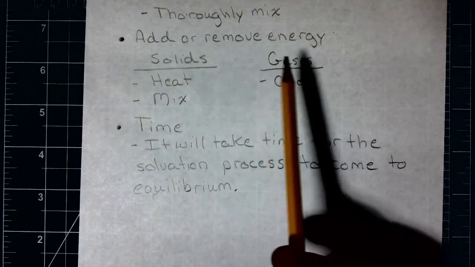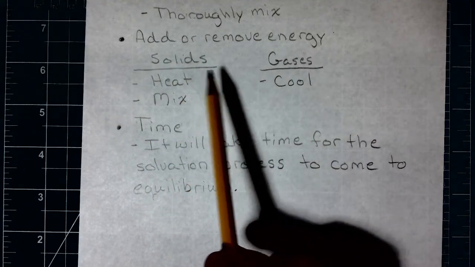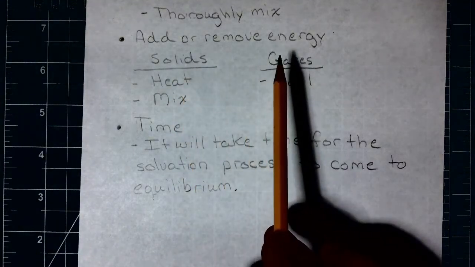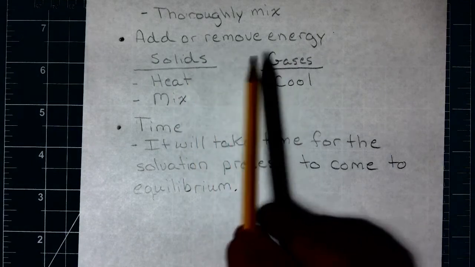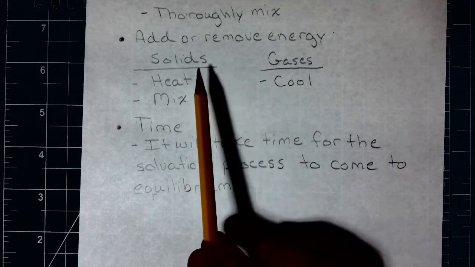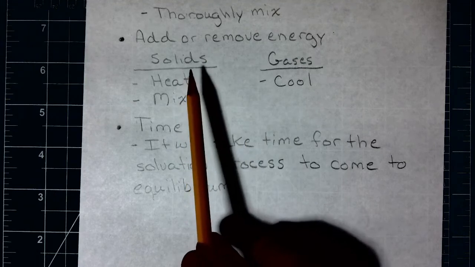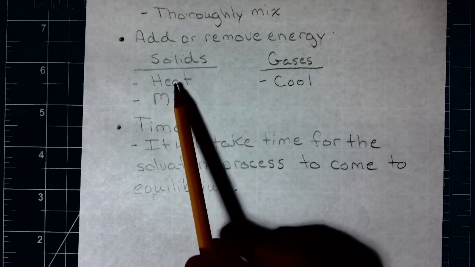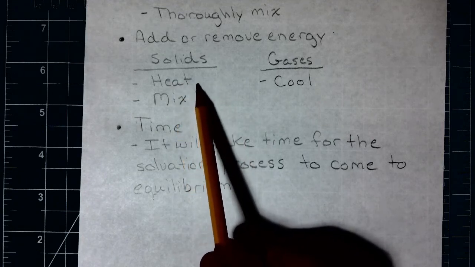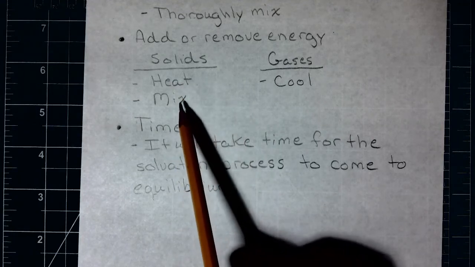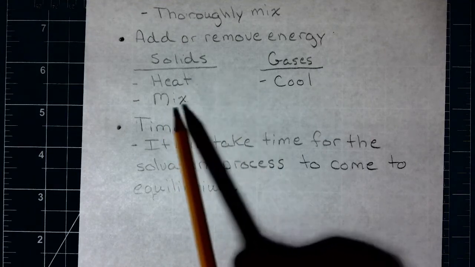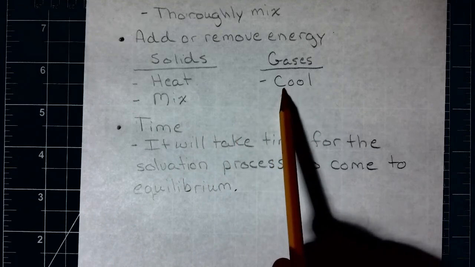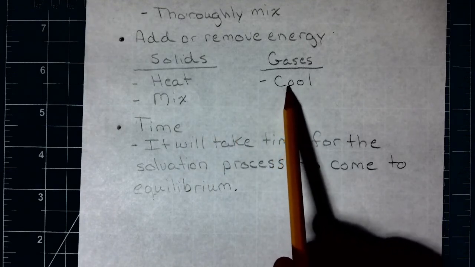You can add or remove energy. So we've seen some dissolution is going to be favored by the addition of energy, i.e. heat. Some of them are going to be favored by the removal of energy. So here we have our solids, and we typically are going to heat those, and we're going to mix them, which is actually another form of energy that we're adding. We're adding kinetic energy to it. And in cases where we're going to make solutions of gases and liquids, we're going to cool them.